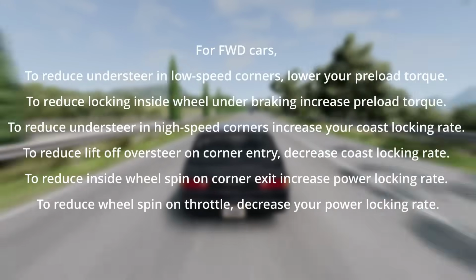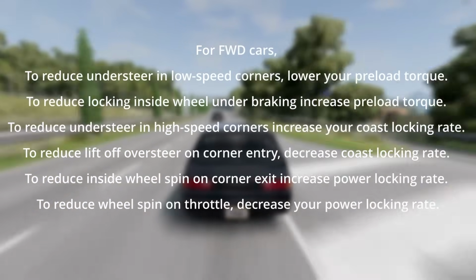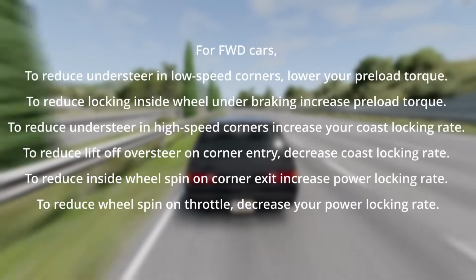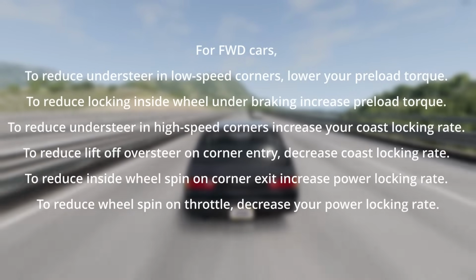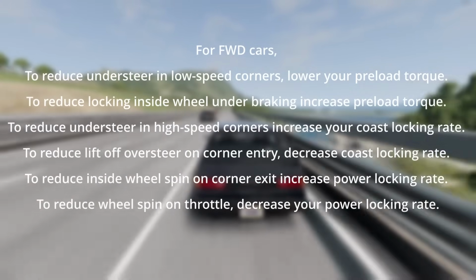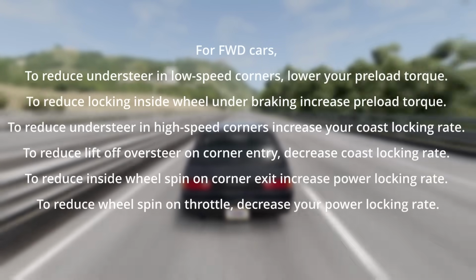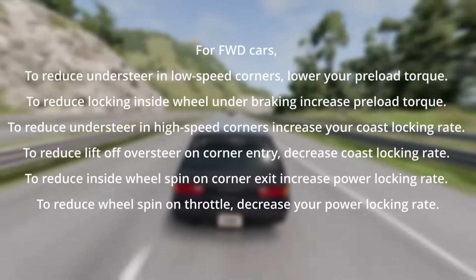For front-wheel drive cars, to reduce understeer in low-speed corners, lower your preload torque. To reduce locking the inside wheel under braking, increase your preload torque. To reduce understeer at high speed corners, increase your coast locking rate. To reduce liftoff oversteer in corner entry, decrease your coast locking rate. To reduce the inside wheel spinning on corner exit, increase your power locking rate. And to reduce excessive wheel spin on throttle, reduce your power locking rate.